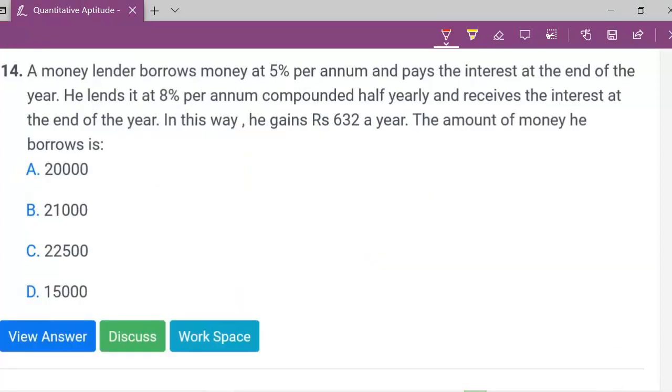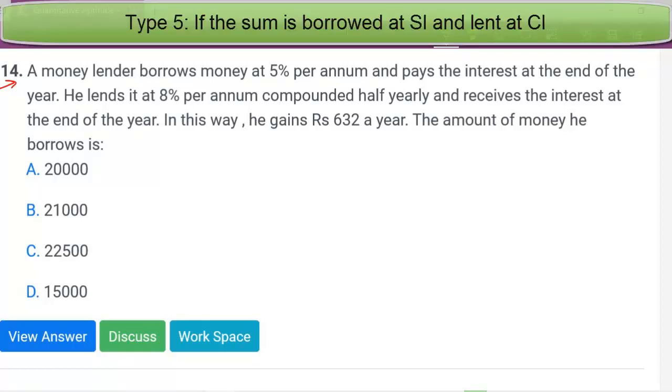So here we have a different type of question. A money lender borrows money at 5% per annum and pays the interest at the end of the year. He lends it at 8% per annum compounded half yearly and receives the interest at the end of the year. So in this way he gains rupees 632. So the amount of money he borrows is... okay, so what is happening is that he is borrowing money from someone and again lending it to some other person.